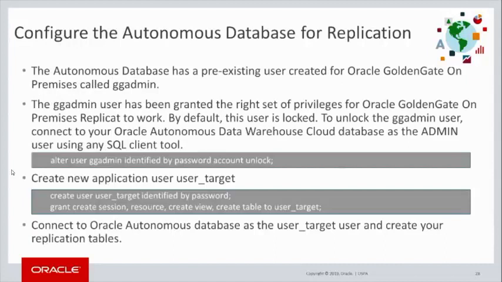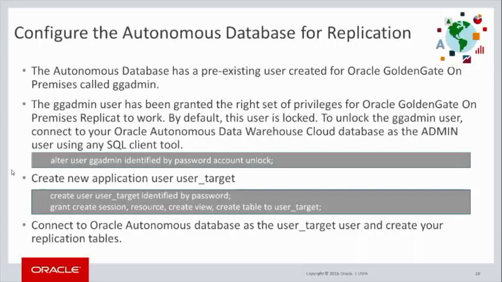To configure ADB for GoldenGate replication, use the pre-created ggadmin user in ADB. ggadmin has been granted the right set of privileges for Oracle GoldenGate on-premises Replicat to work. By default, this user is locked. To unlock the ggadmin user, connect to your Oracle Autonomous Database using the admin user with any SQL client tool, and run the alter user ggadmin identified by password account unlock command.